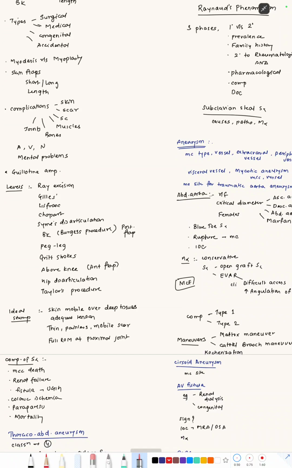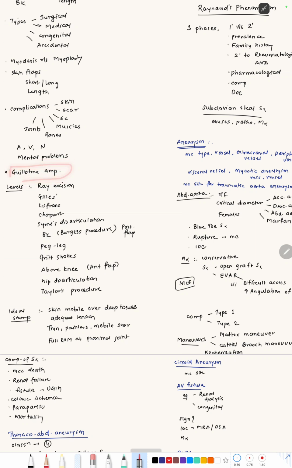The complications of amputation. In the skin region, it can lead to ulcer, that is called Douglas ulcer. It can lead to painful scars. In the subcutaneous tissue, it can lead to abscess. In the muscles, it can lead to contracture. In the bones, it can lead to osteomyelitis. In the joints, it can lead to arthritis. Arteries, it can lead to hemorrhage or hematoma. In the veins, deep vein thrombosis. And the nerves, it can lead to neuroma and phantom limb. Also mental problems can happen because of socio-economic and all those reasons.